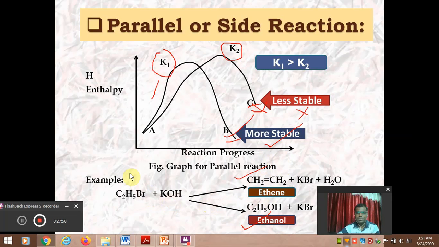So dear friends, in this part of the video we have discussed complex reactions and the various types of complex reactions. We have also discussed their rate equations, and we have studied the change in concentration of reactant, intermediate and product with the help of graphs. I hope you got the idea about complex reactions and their types: opposing reactions, consecutive reactions and parallel reactions.